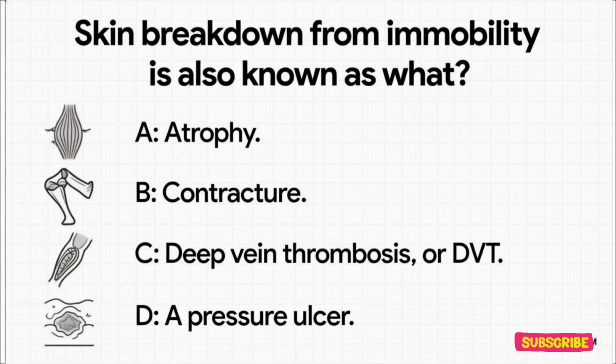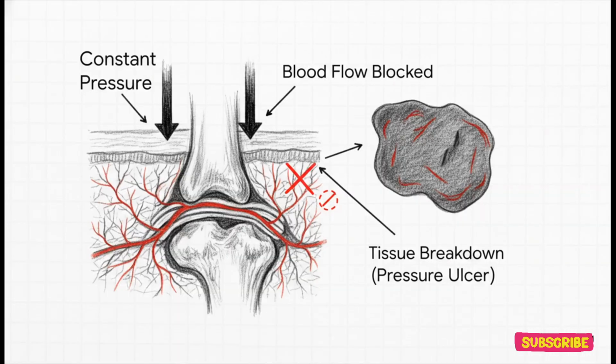Let's think about patients who aren't able to move around very much. One of the most common complications they face is skin breakdown. What's the other name for this? Is it A, atrophy, B, contracture, C, deep vein thrombosis or DVT, or D, a pressure ulcer? The answer is D, pressure ulcer.